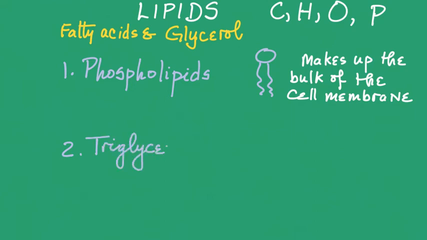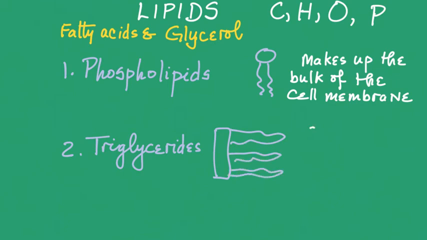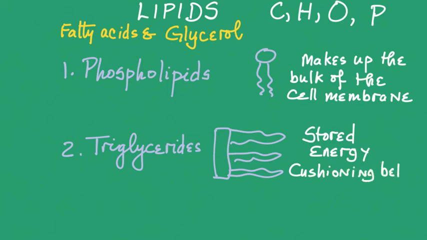The second class of lipids are triglycerides. This is what we call fats. The main function of a fat is to store energy. So when you run out of glucose for fuel, we use fats or fatty acids as our energy source. So you have your glycerol and three fatty acids, the structures that you see there. Fats also form cushioning between organs.